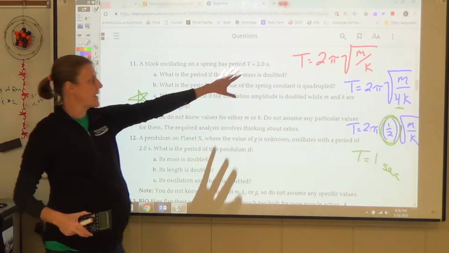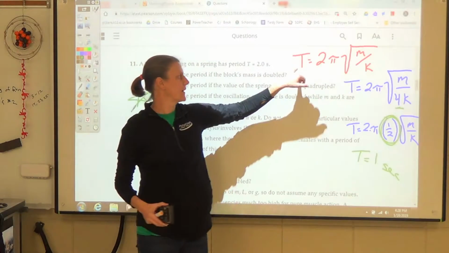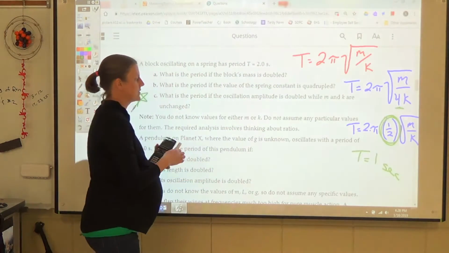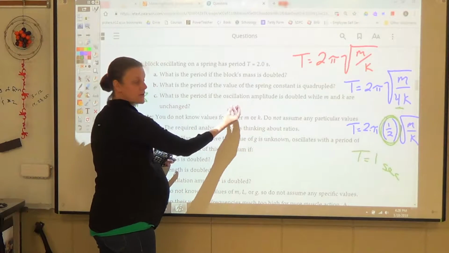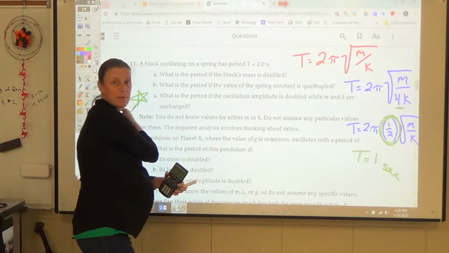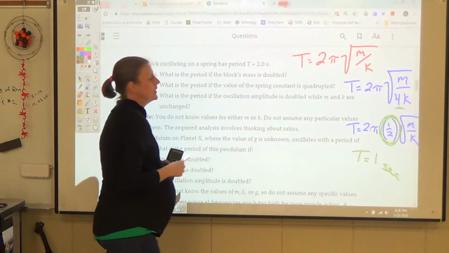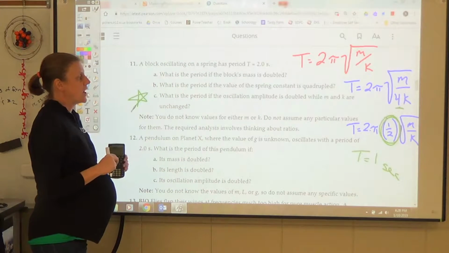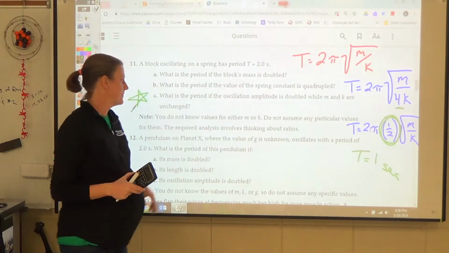So note that amplitude is not in this formula. The amplitude does not affect the period. If it takes 2 seconds, you pull it 5 centimeters, it's still going to take 2 seconds even if you pull it a meter. It's just going to snap back way faster because it's got more distance to travel. So the period is actually unchanged if you change amplitude.